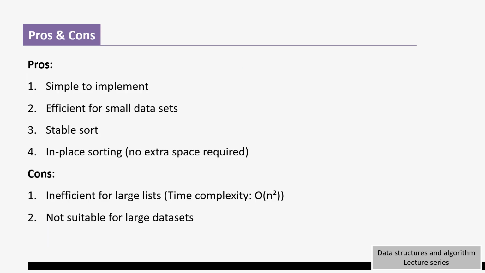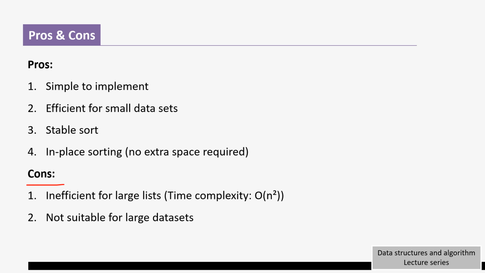Coming to pros and cons. So it is simple to implement and efficient for small data sets. It is a stable sort, meaning equal elements retain their order. In-place sorting takes place, hence no extra space is required for storing arrays or variables.